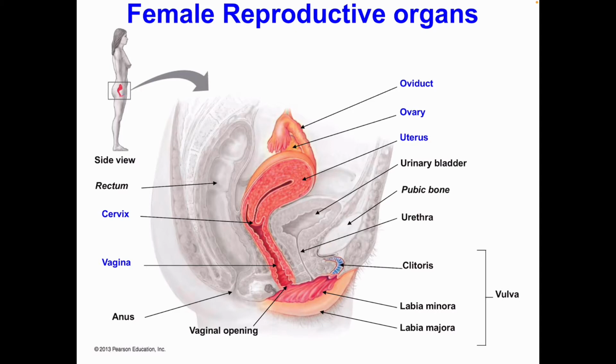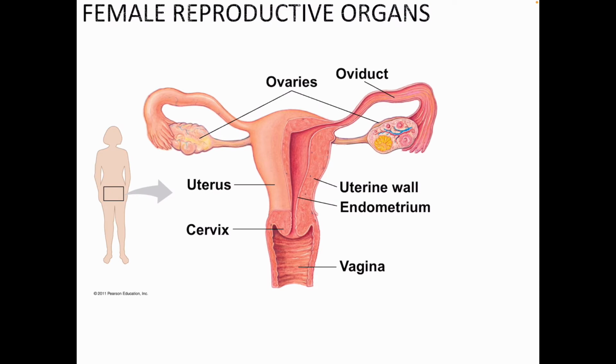And the lining of the uterus is called the endometrium. The cervix is the muscular entrance to the uterus. And the vagina or birth canal is where the semen is deposited, and it's also where the baby is born through. And this diagram shows the front view of the female reproductive system with all those parts labelled.